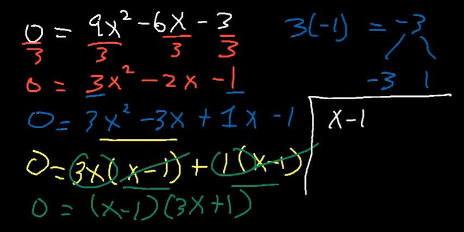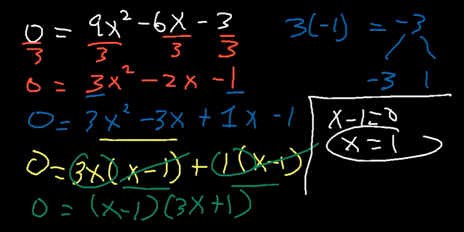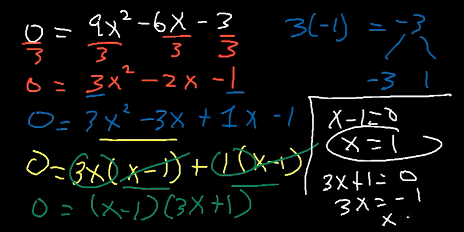So x minus 1 is equal to 0. So therefore x is equal to positive 1. And since 3x plus 1 is equal to 0, 3x is equal to negative 1, so x is equal to negative 1/3. And those are the two answers for this problem.